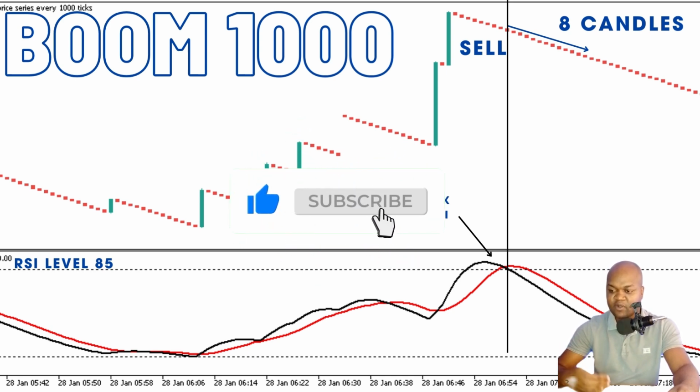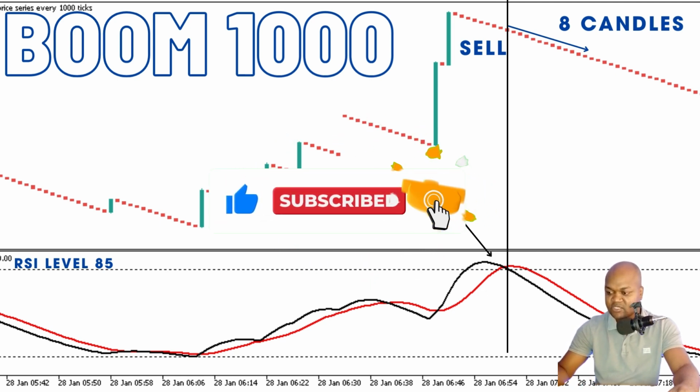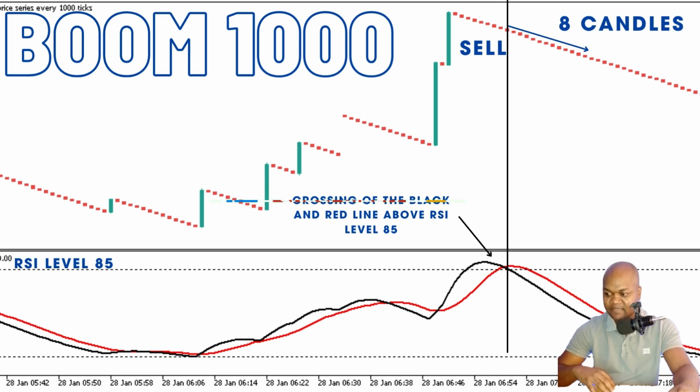We'll first of all focus on the 85 level on our RSI. Then when price reaches that level, we'll focus on the indicator window. We want the crossing of the black and the red line, and this has to take place above the RSI level 85. When that takes place in Boom 1000, we'll sell and take only 8 candles. So basically, this is how you use the strategy.